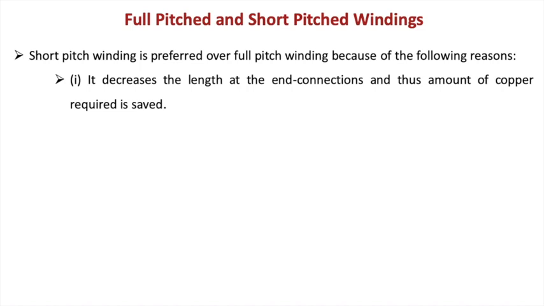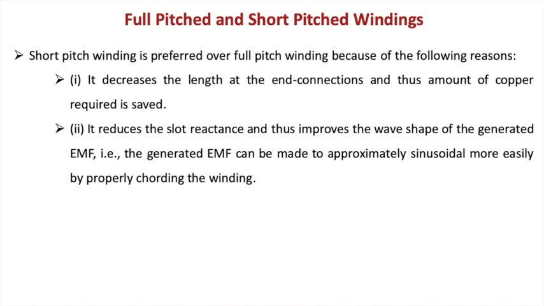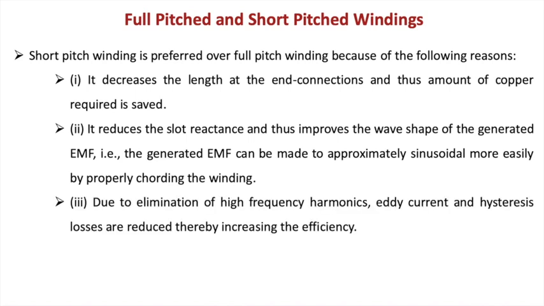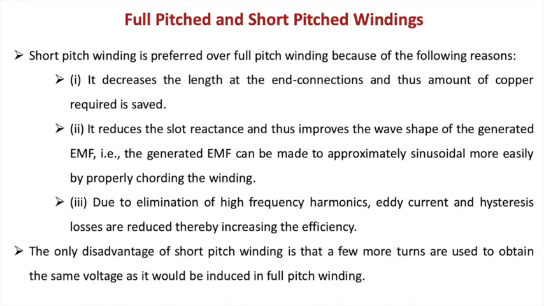It decreases the length of the end connections and thus the amount of copper required is saved. It reduces the slot reactance and thus improves the wave shape of the generated EMF. That is, the generated EMF can be made approximately sinusoidal more easily by properly chording the windings. Due to elimination of high frequency harmonics, eddy current and hysteresis losses are reduced, thereby increasing the efficiency of the given machine. The only disadvantage of short pitch winding is that a few more turns are used to obtain the same voltage as would be induced in a full pitch winding.